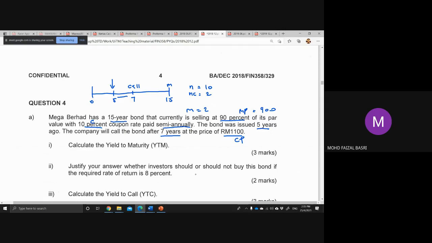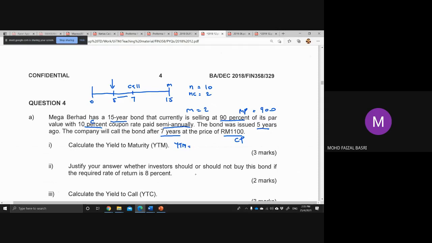Okay, so once we have defined all the information, we have our N and NC, we have market price, we have the call price of 1,100, and we have the C with M that we need to adjust. Then we can answer our question. So first is YTM.